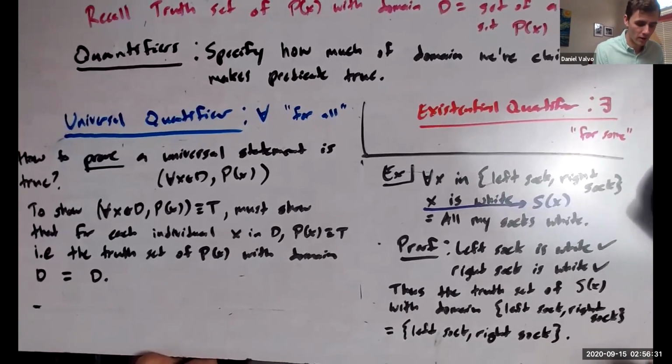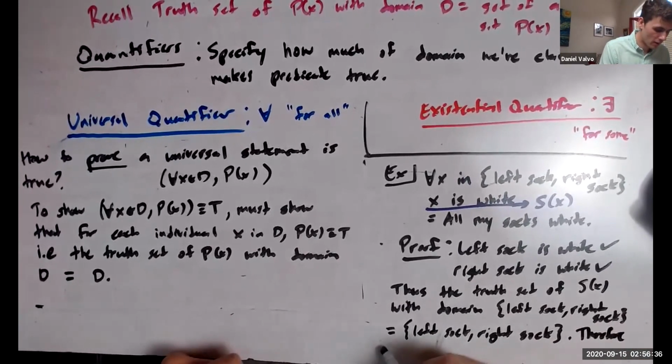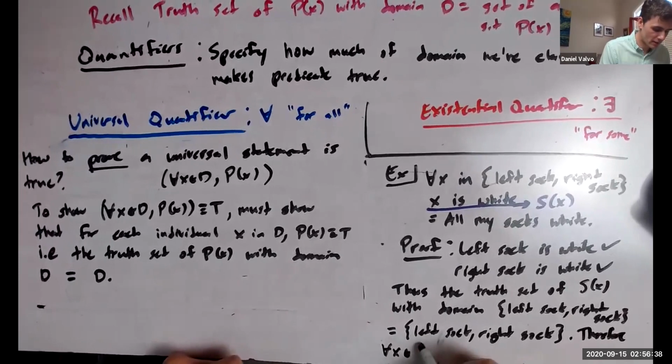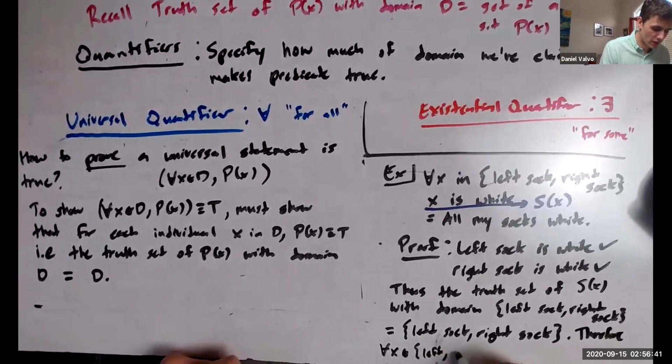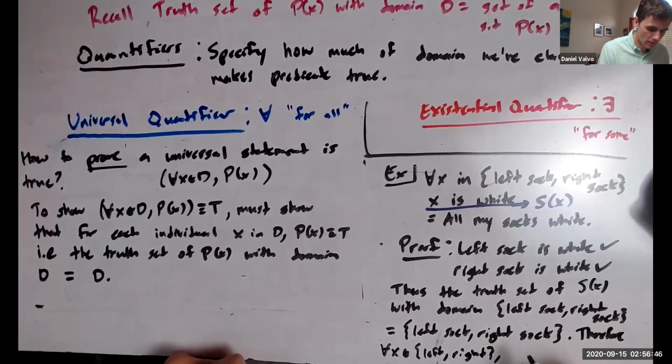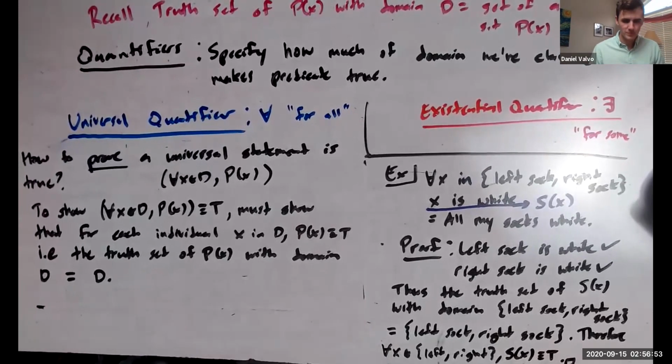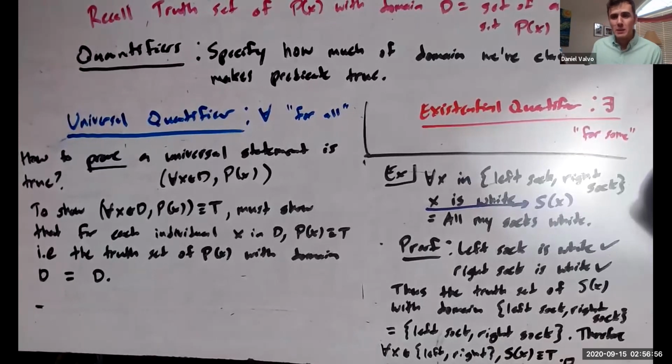Therefore, for all x in left, right, S of X is true. So, very simple example. This is just how you prove that a universal statement is true. You go through the domain and you check everything in the domain. You show that if you plug it in the predicate, it makes the predicate true.